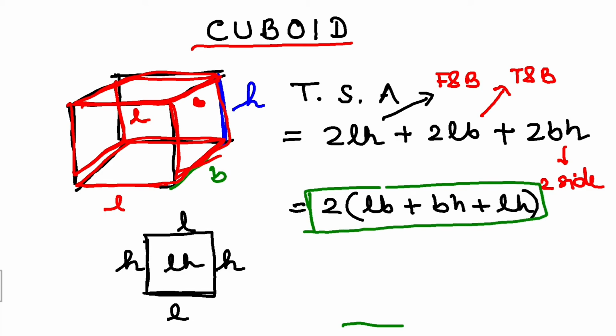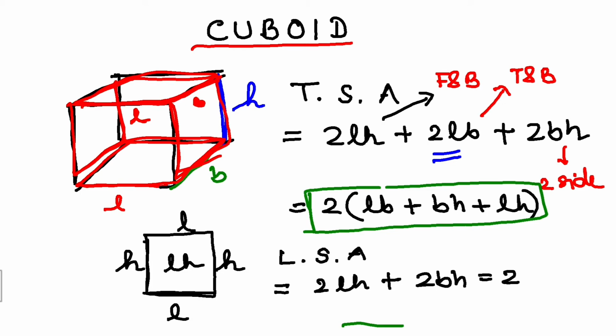Okay. Now, if I say lateral surface area, so that is your LSA or lateral surface area, what I have to do, I have to subtract the top and the bottom. If I subtract the top and the bottom, that means this 2LB will be gone. So I will be left with now 2LH plus 2BH. So I can take 2H common, L plus B. So this is the formula for LSA of the cuboid. So TSA and LSA done.